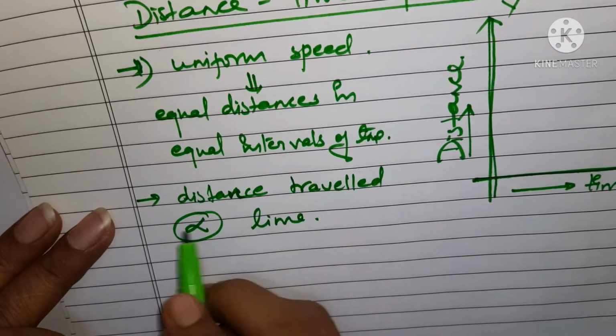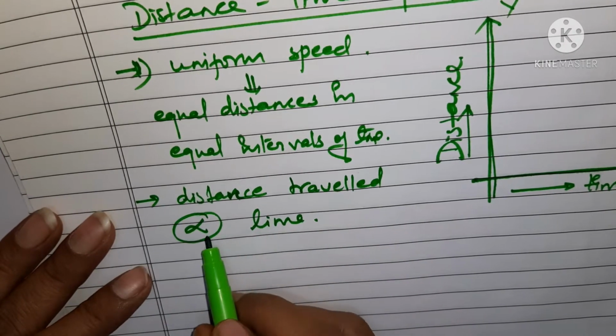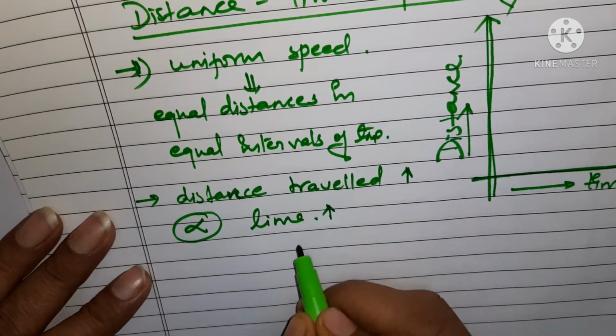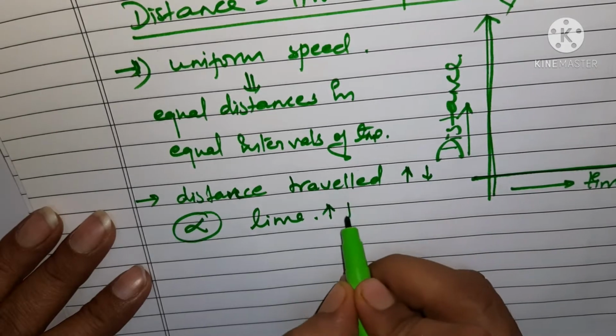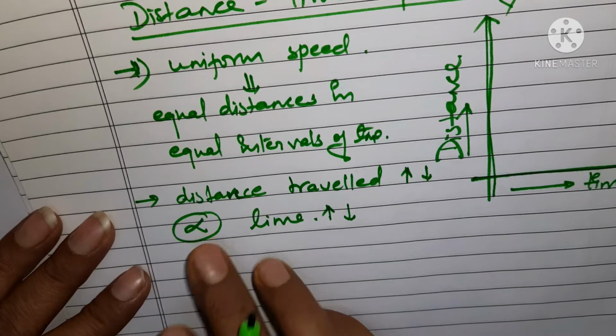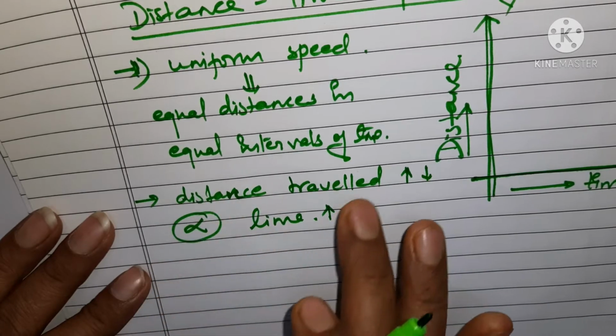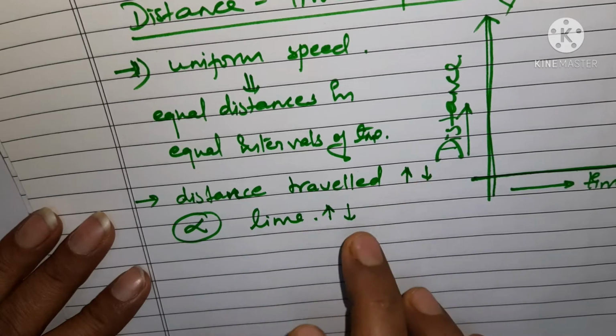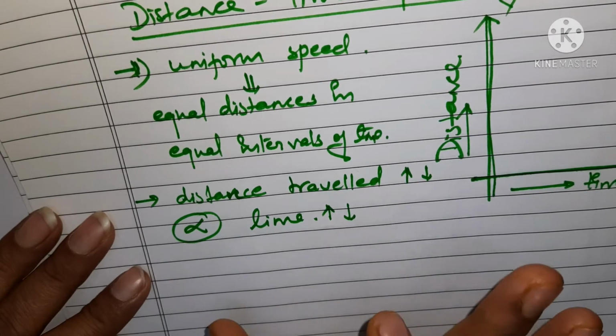Now what is the meaning of directly proportional? It means that if distance increases, then time also increases. If distance decreases, then time also decreases. This is the meaning of proportionality: there is a direct relation between the two quantities. If one is increasing, the other will also increase; if one is decreasing, the other will also decrease.